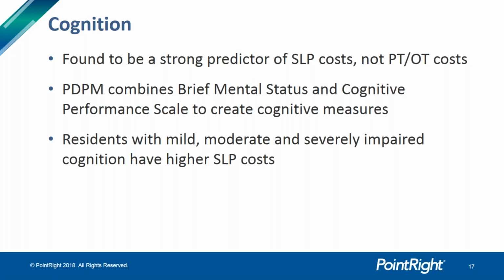And what PDPM did was combine the BIMS, the Brief Interview for Mental Status assessment for cognition, and the CPS, and they created their own sort of breakup of these cognitive measures. And in addition to being a strong predictor of cost, it didn't matter whether the impairment was mild or severely impaired. We did see changes in cost in relationship to that. So just the mere presence was enough to create this difference in the need for the inclusion or consideration of cognition when they were developing rates for reimbursement.